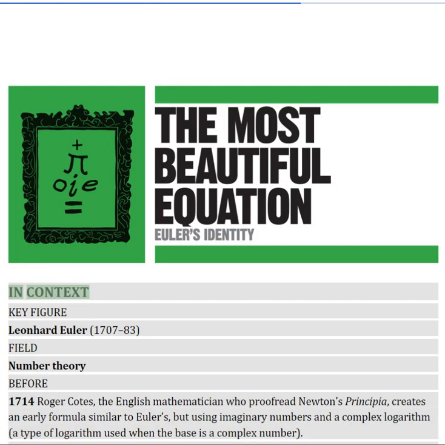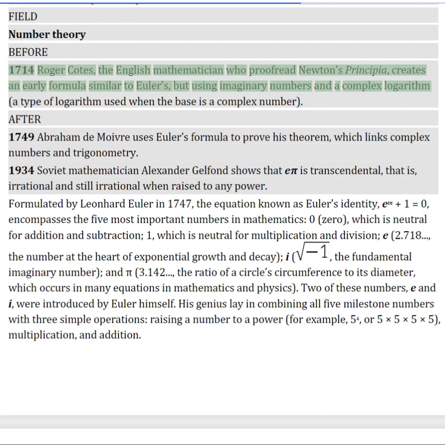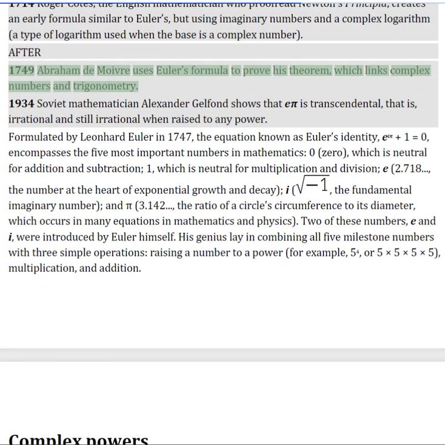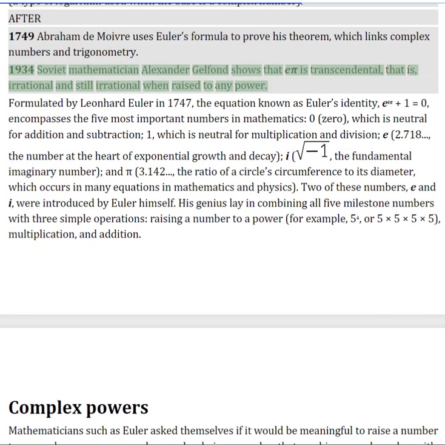In context. Key figure: Leonhard Euler. Field: number theory. Before 1714, Roger Cotes, the English mathematician who proofread Newton's Principia, creates an early formula similar to Euler's, but using imaginary numbers and a complex logarithm. After 1749, Abraham de Moivre uses Euler's formula to prove his theorem, which links complex numbers and trigonometry. 1934, Soviet mathematician Alexander Gelfond shows that e^π is transcendental, that is, irrational and still irrational when raised to any power.